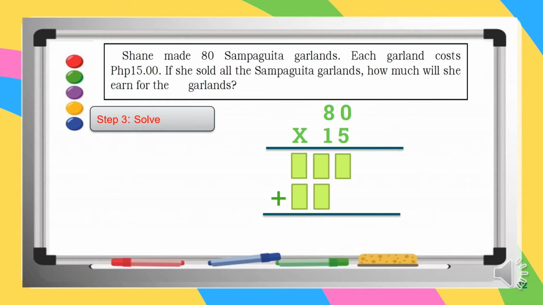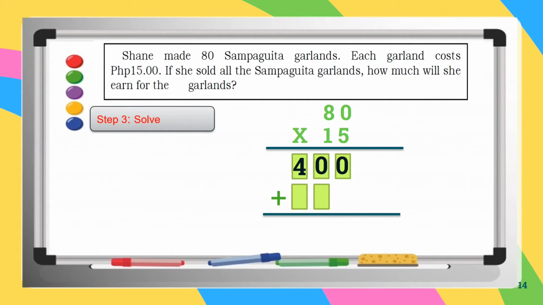Step 3 is to solve. So let's multiply 80 and 15. 5 times 0 is equal to 0. 5 times 8 is equal to 40. So our first partial product is 400.